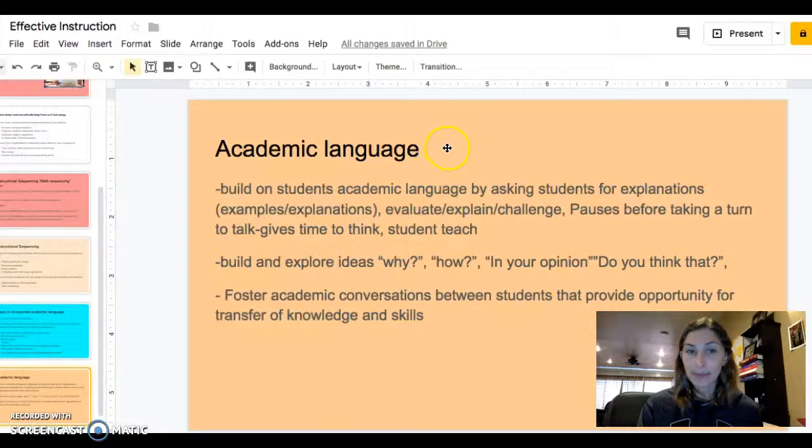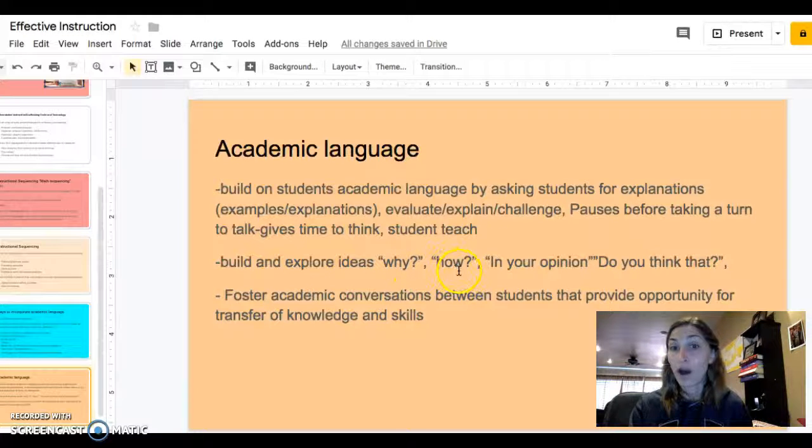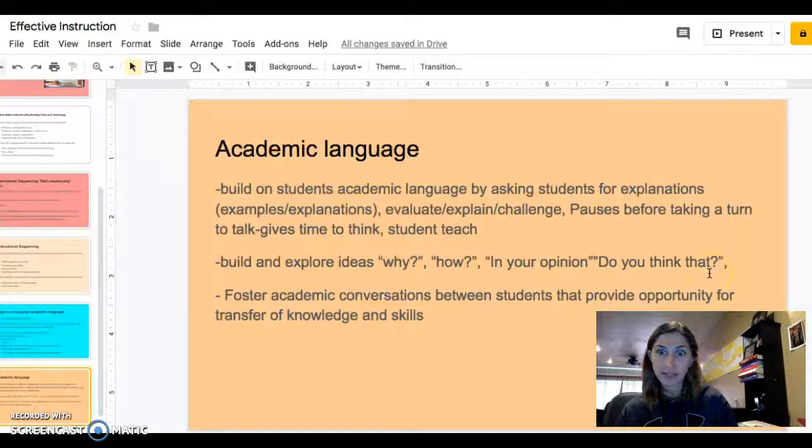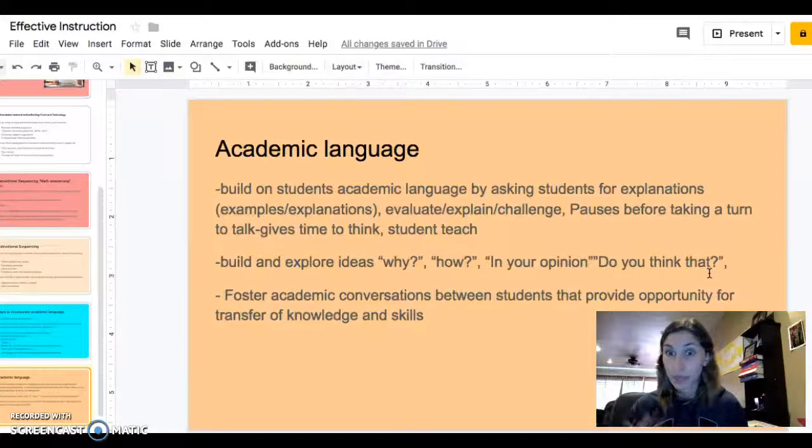So with academic language, you want to build on students' academic language by asking students for explanations, maybe examples, evaluate, explain, challenge, maybe pause before taking a turn to give time to think. It's important you ask students questions, and you can ask them maybe why or how or in your opinion or do you think that? When asking students these types of questions, you give them time to think about it, also known as wait time, and then they can respond academically, and it forces them to use academic language to respond on maybe a question you ask in class.